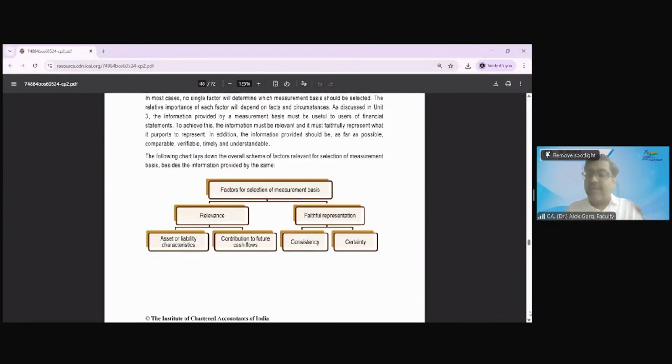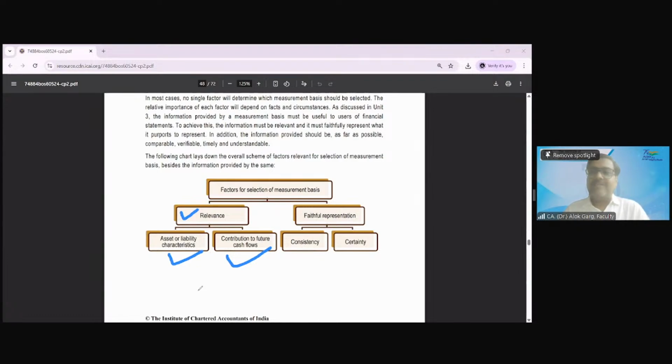Okay. So again, for using any measurement basis, what is the factor you will use? It has to be relevant and a faithful representation should be there. Relevant means you need to look at the asset or liability characteristics and the contribution to future cash flows. What are the characteristics of that asset or liability, right? And what is the contribution to future cash flows?